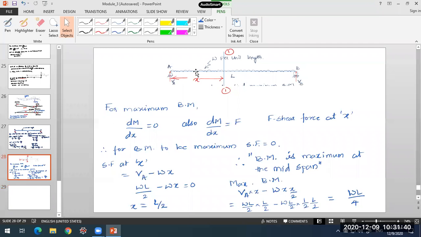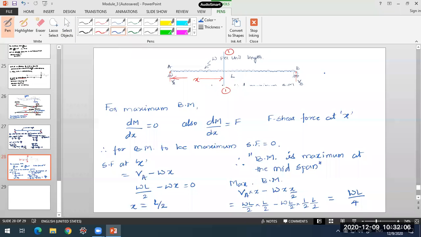I've taken moment of all the forces to the left of the section about this section 1 1. What are the forces over here? I have VA over here. So this is VA into X, clockwise moment. Due to UDL, what is that? W into X by 2 minus W into X by 2. It is having anticlockwise moment about this section. Okay.